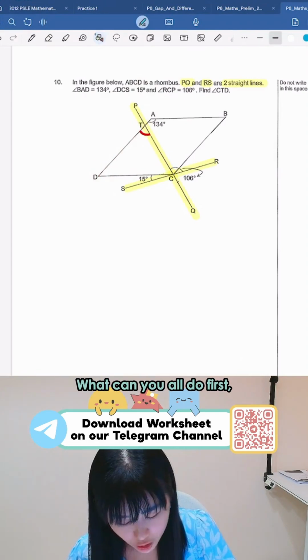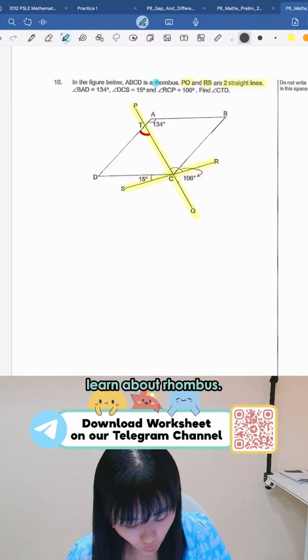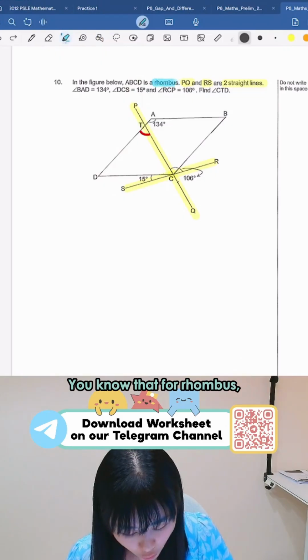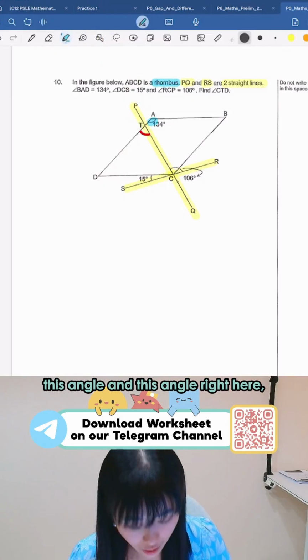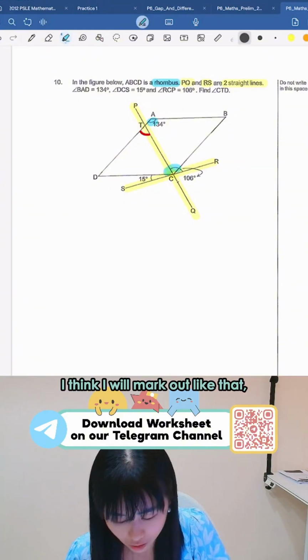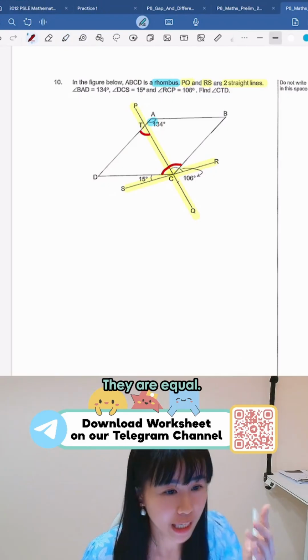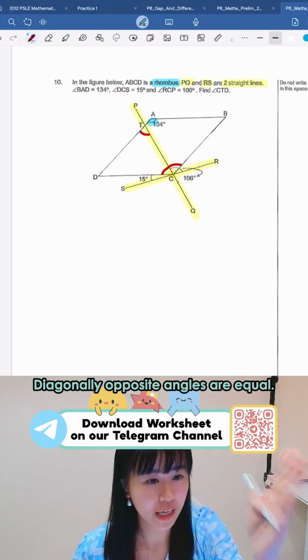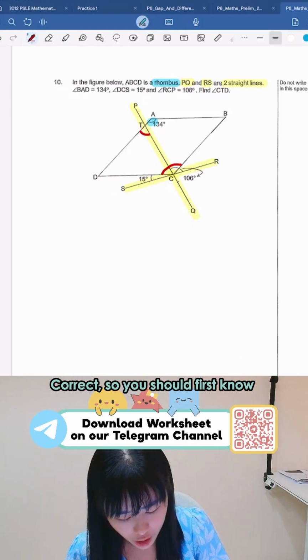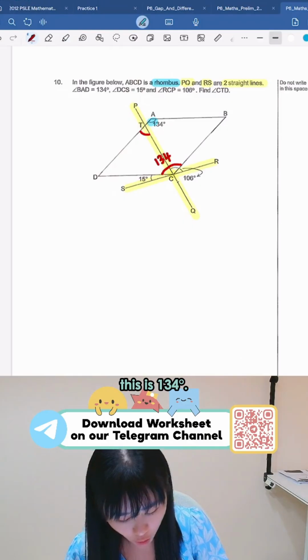What can you all do first? You go back to what you learned about rhombus. You know that for a rhombus, this angle and this angle right here, I will mark them out like that. What do you know about them, everybody? They are equal. Diagonally opposite angles are equal, correct? So you should first know this is 134.